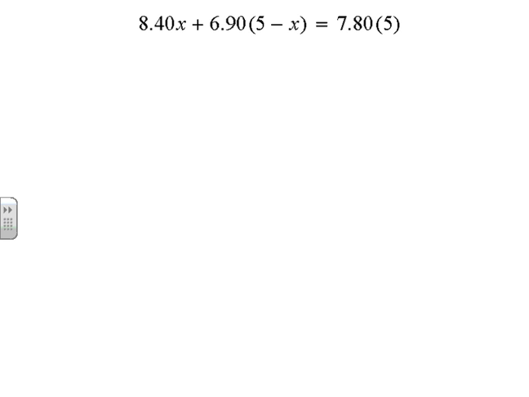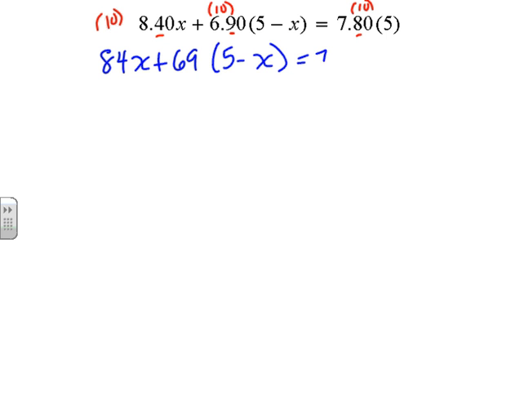So when I look at this one, since there's really only one decimal after each one of these, I'm going to multiply each one of these times 10. So 10, 10, and 10. And I'm going to rewrite what I have. So I have 84x plus 69 times 5 minus x equals 78 times 5.